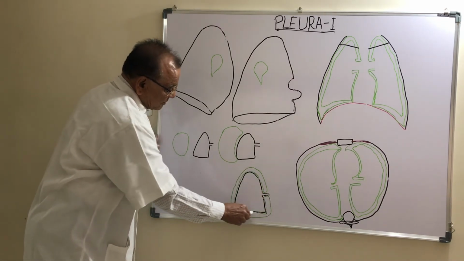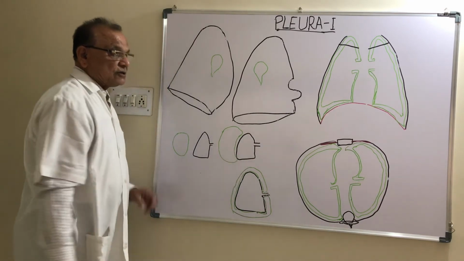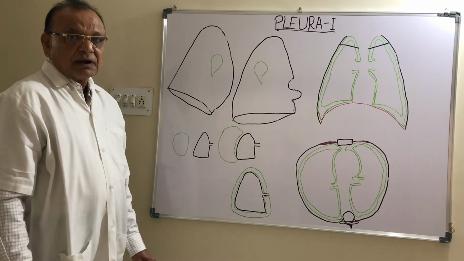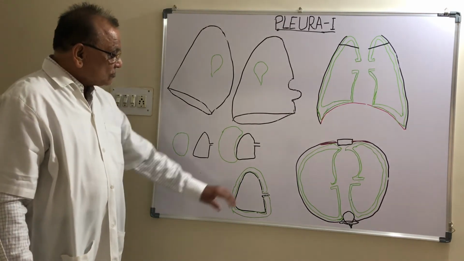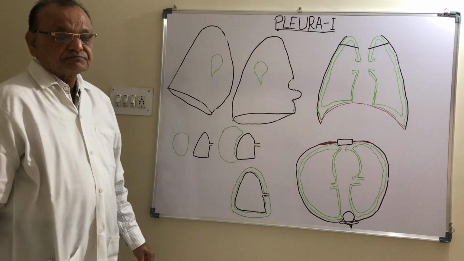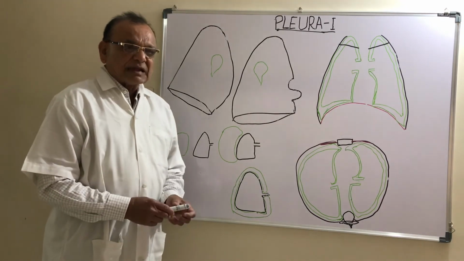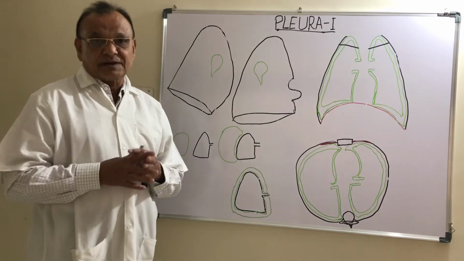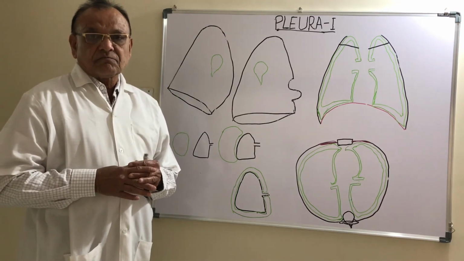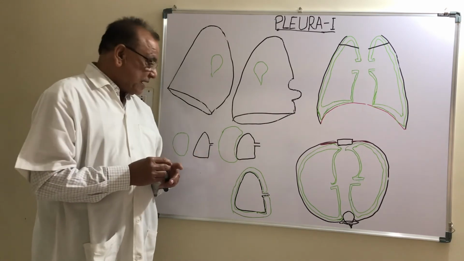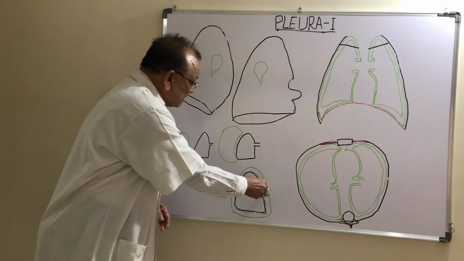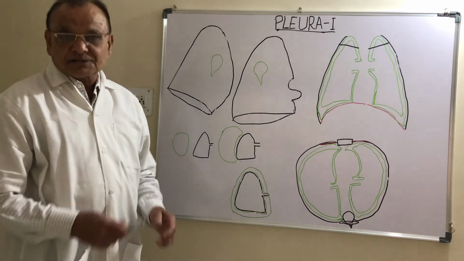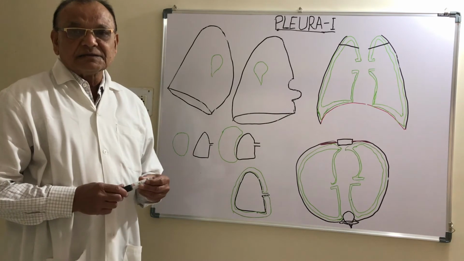This space is called the pleural cavity. Actually, the pleural cavity is a capillary interval. It is a very thin space, just like a capillary interval. This space or pleural cavity contains fluid inside it, and this fluid is serous fluid.